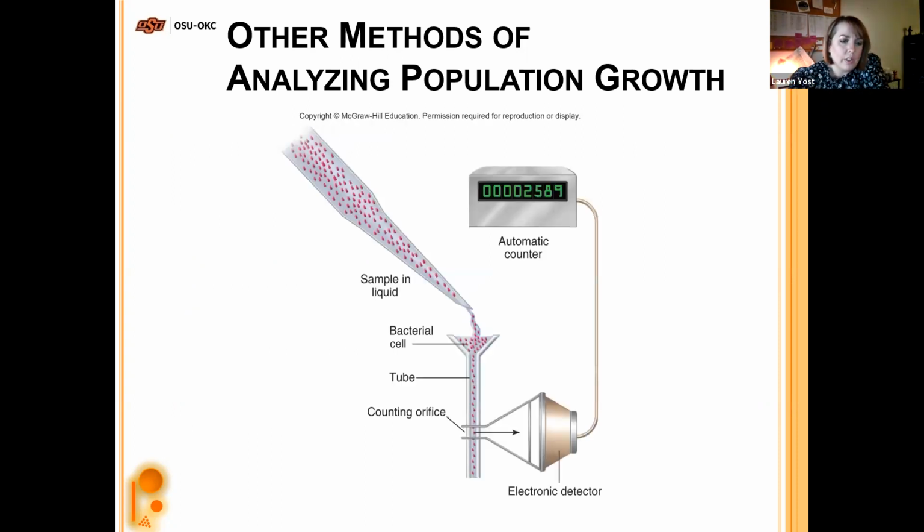So this is the idea with that culture counter, and a similar concept with the flow cytometer. It can analyze different colors and all of this stuff.